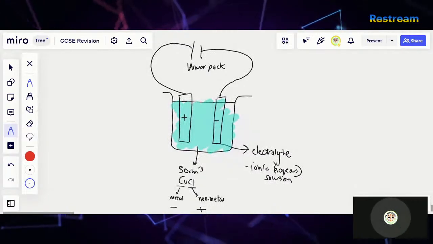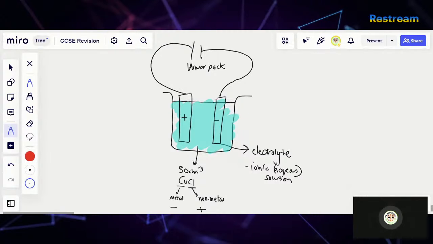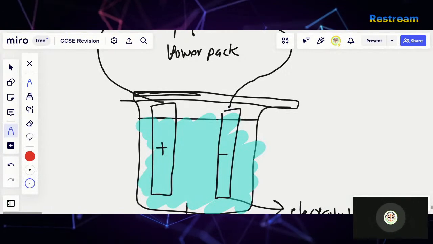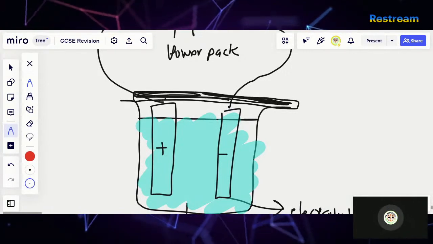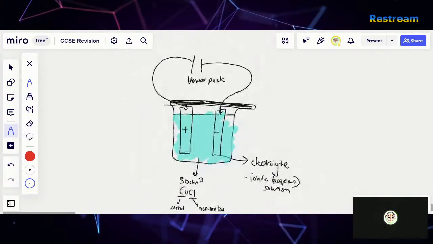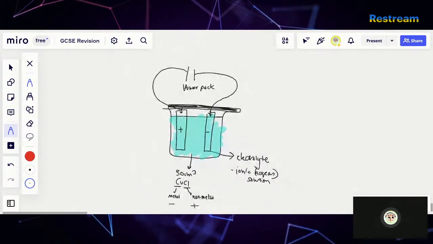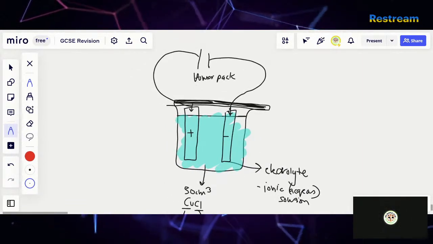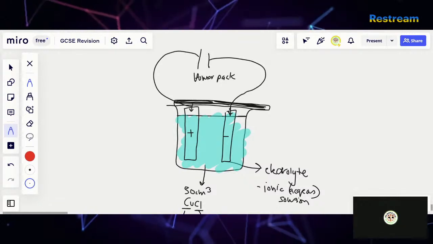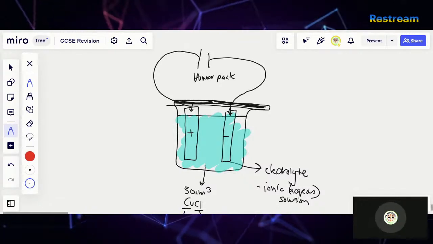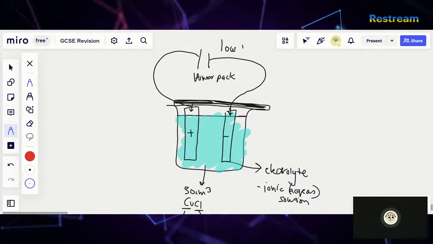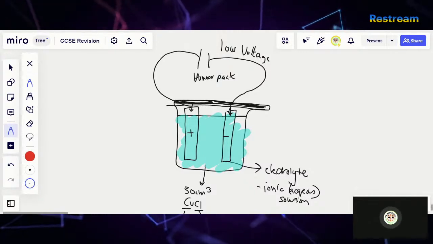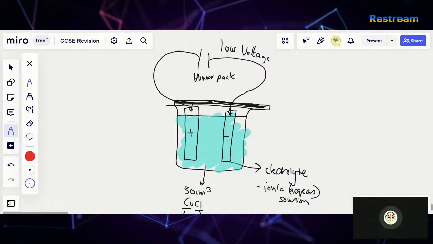Now, because we're using a beaker, we are going to add a specialist type of lid, and this lid holds the positive electrode and the negative electrode, because we don't want the electrodes touching the bottom, as it would mean not enough ions will be able to move across. Make sure that you have a low voltage supply. We don't want a very high voltage supply because the reaction will be too quick for us to observe the different things we can see, like whether oxygen is being made.